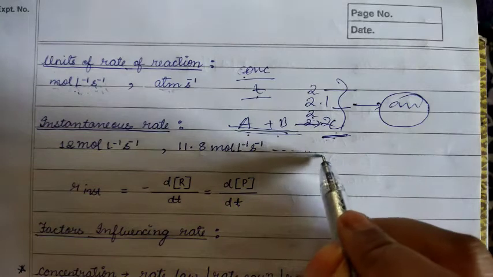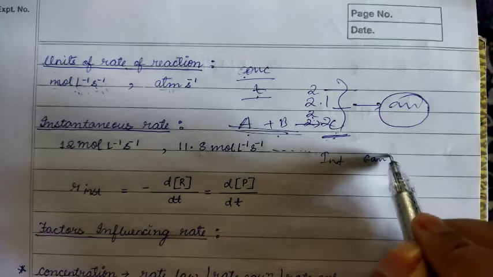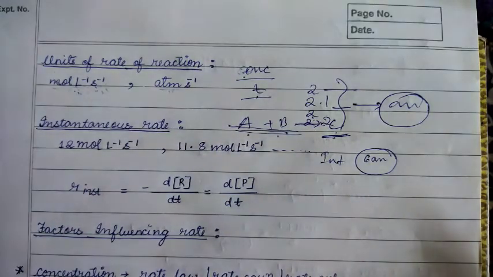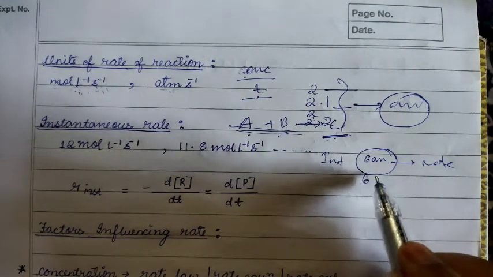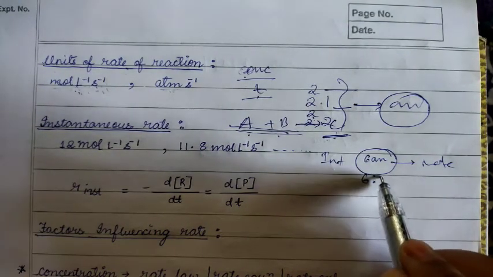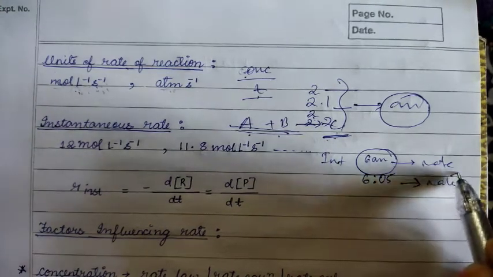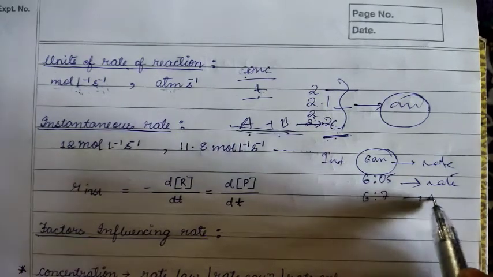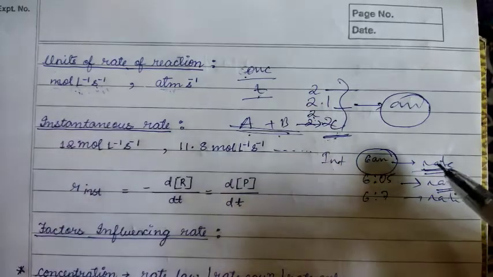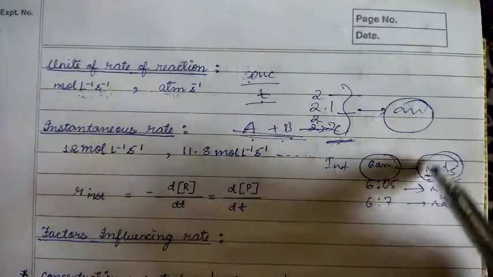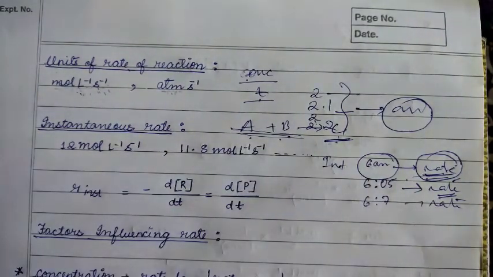Suppose we have started the reaction at 6 a.m., and you know the rate of the reaction by calculating, and after 6:05 you know the rate, and at 6:07 you know the rate. So this rate and this rate will never be the same. You will never get a repeated rate.